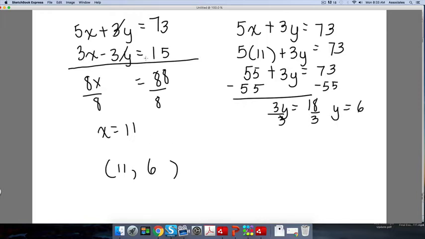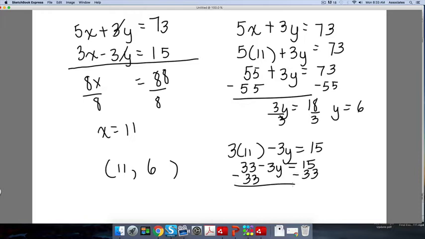Now, you're saying, well, what happens if I plugged it back into the second one? Let's see what happens and see if I get the same answer. So I get 33 minus 3y equals 15. Move the 33 to the other side by subtracting 33. I get negative 3y equals negative 18. Divide both sides by negative 3, and I get y equals 6. I got the same answer. And that's why on your test, I'll have to look at exactly how you solved each of the equations and follow it through. All right, let's clear this off.